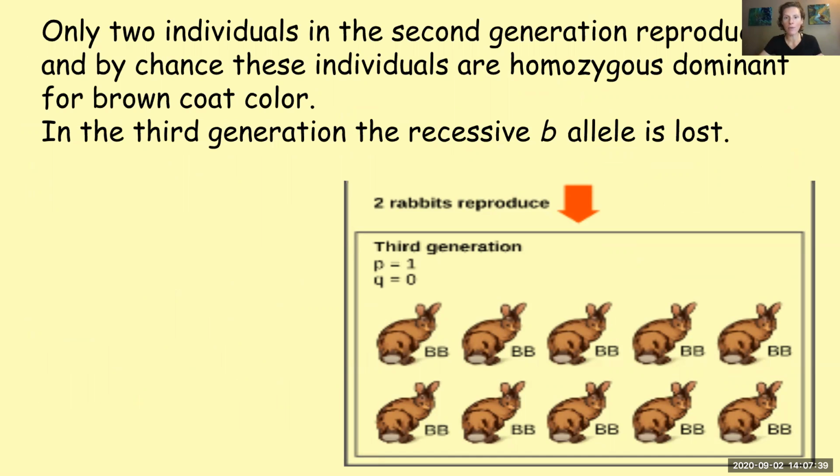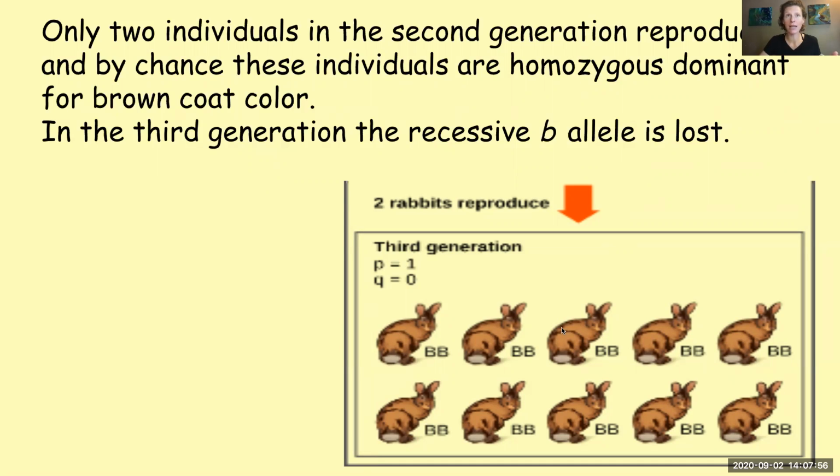It wasn't because the white rabbits were very visible to the coyotes, or the white rabbits got skin cancer because their brown fur didn't protect them from the sun. It was not because of the environment. It was just random chance. And that's what genetic drift is.